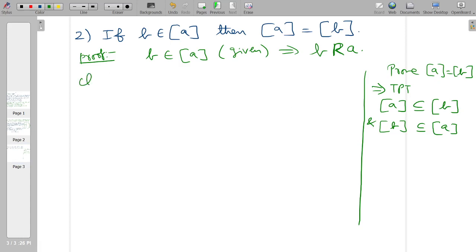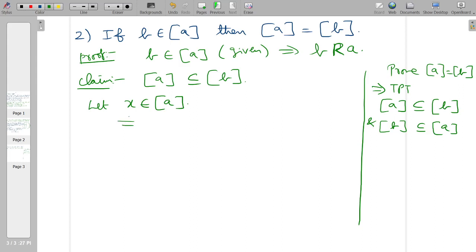So my first claim is that equivalence class of A is contained in equivalence class of B. So now what I do is, let some X be an element of equivalence class of A. So I have to show that this X is in equivalence class of B. So first I take an element X in equivalence class of A, and show that this is also an element of equivalence class of B.